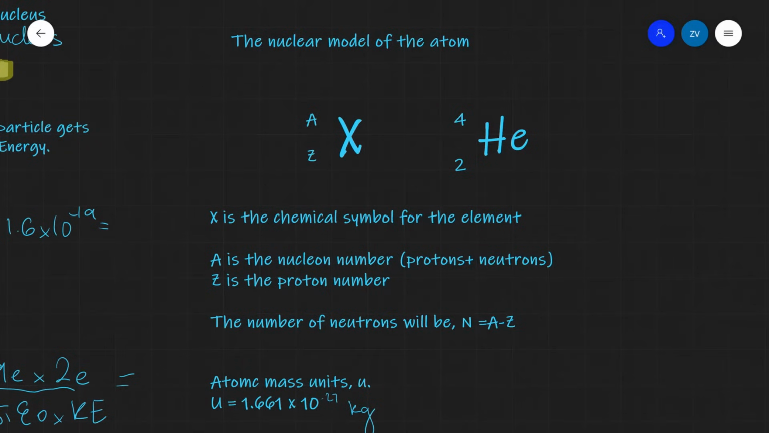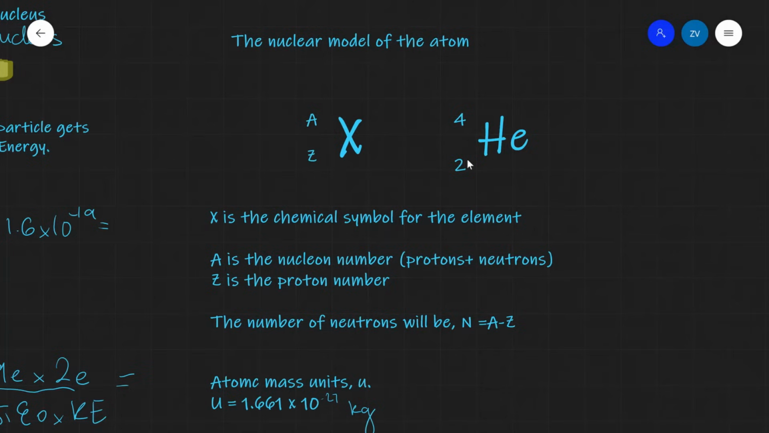Now, what's actually inside of a nucleus? Let's have a look at the nuclear model of the atom. The modern model of the atom consists of essentially X, where X is the chemical symbol for the element.